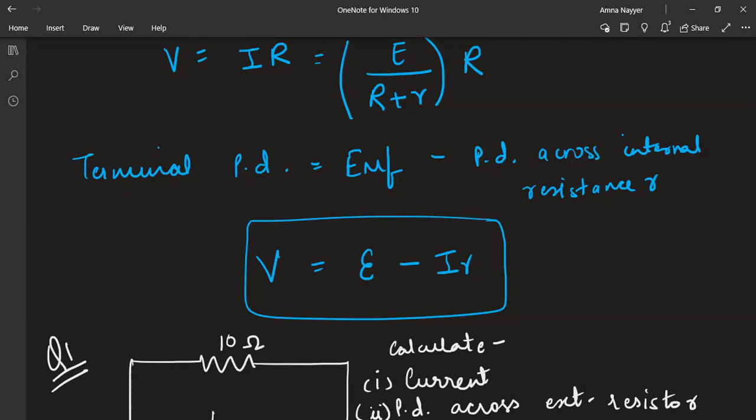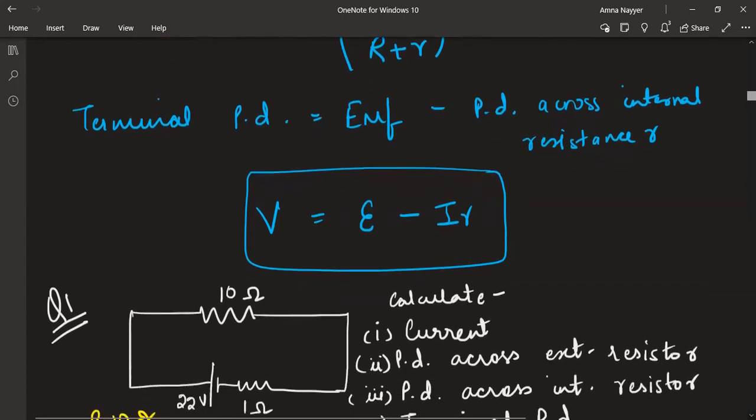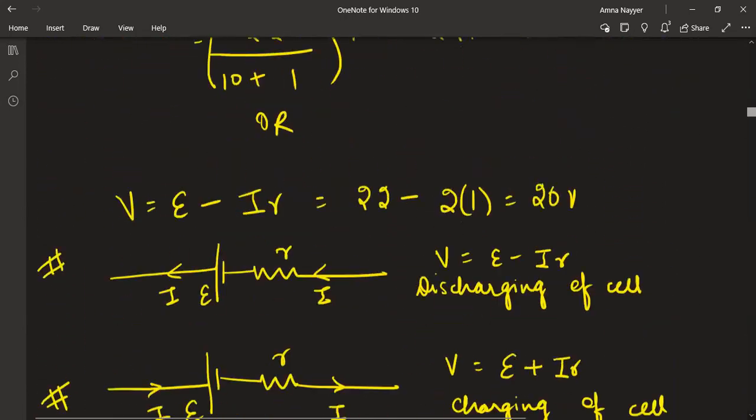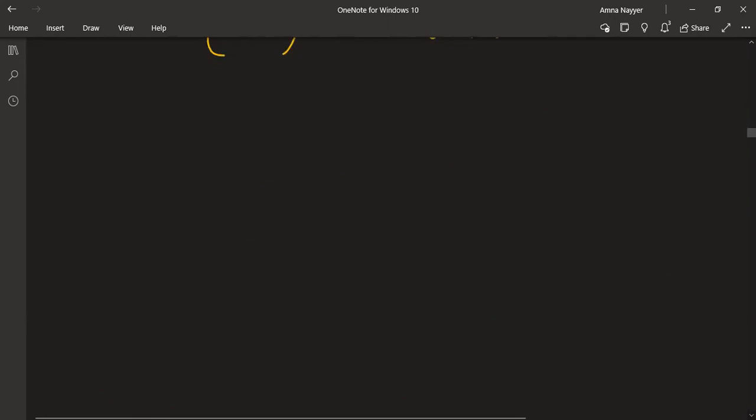So the value of current is just multiplied with the external resistance. And another is the terminal potential difference, which is the EMF minus the potential difference across the internal resistance. So V is equal to E minus Ir. So let's practice numericals from this.